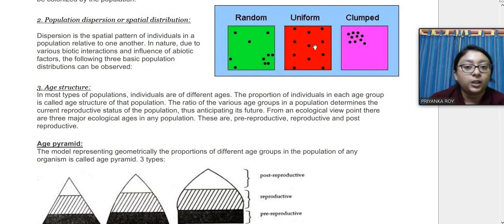So next is the uniform. If we plant trees in a particular line and we can see that there is a pattern forming, then we call it uniform distribution of organisms. Third is the clumped. If one space is occupied by all the species and they are clumping together, then we call it a clumped distribution.